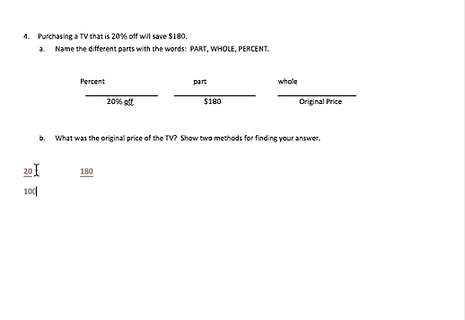Looking at 20 and 180, we can see that 20 does go into 180 easily. It goes in 9 times. So if we multiply the numerator by 9, we also need to multiply the denominator by 9. And we'll find that the original price of the TV was $900.